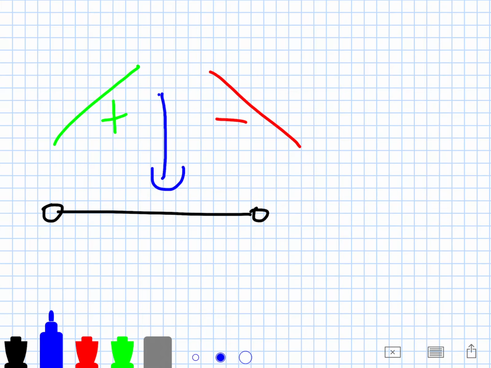So positive slopes go up from left to right, negative slopes go down from left to right, zero slopes don't go up or down at all because it's flat, and then undefined slopes are like cliff faces. They just go straight up and down. There is no side-to-side movement at all.